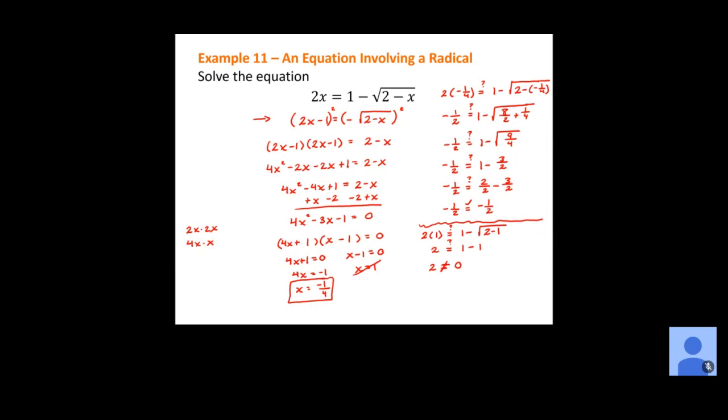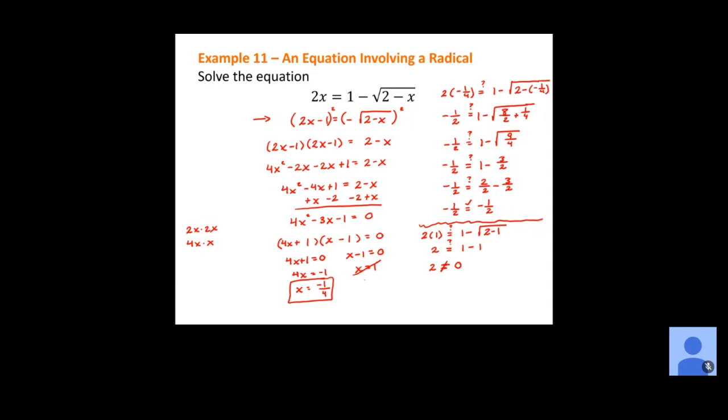That's why we have to go back and check, because it's possible that one of the values that we get down here, or sometimes both, right? It's possible that both of them won't work. We always need to go back and check to see if they do, right? So it could be that both of them do work, both of them don't work, or it could be that one works and one doesn't.